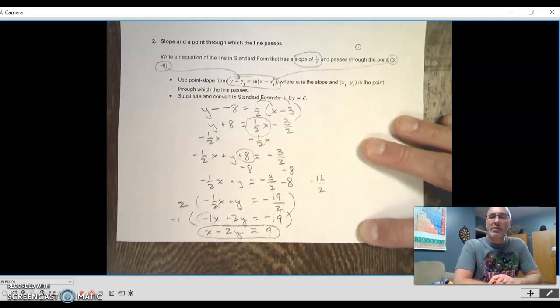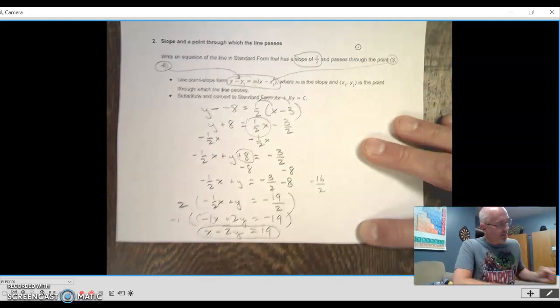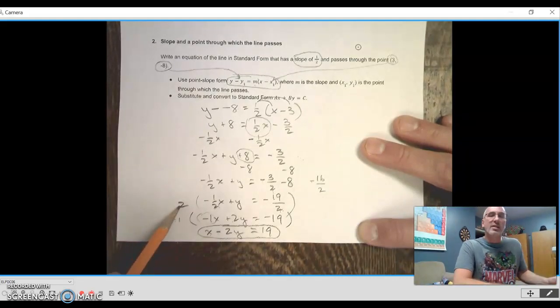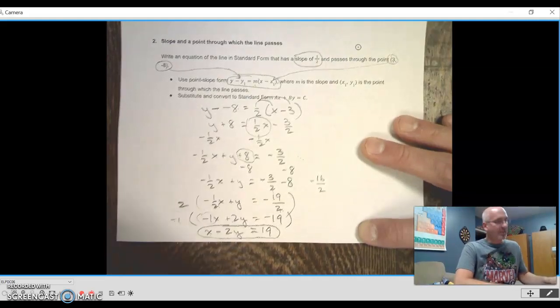Now we could have combined our last two steps. In this step, we multiplied by 2 to get rid of the fraction, and then we multiplied by negative 1 to get rid of the negative sign. We could have, and you can if you want to do this, multiplied by a negative 2 to begin with, and that takes care of both steps at once. That is up to you.